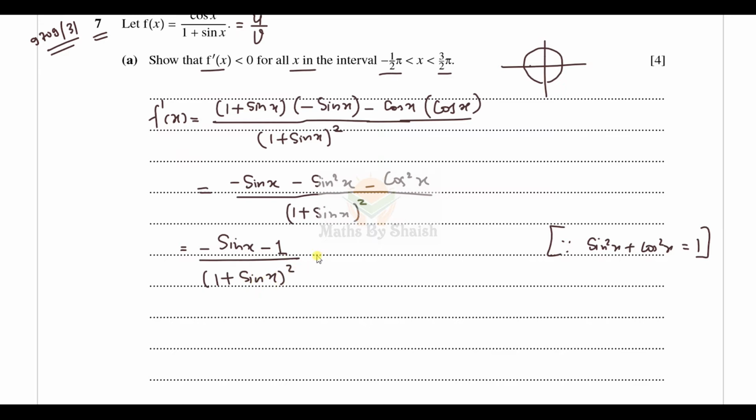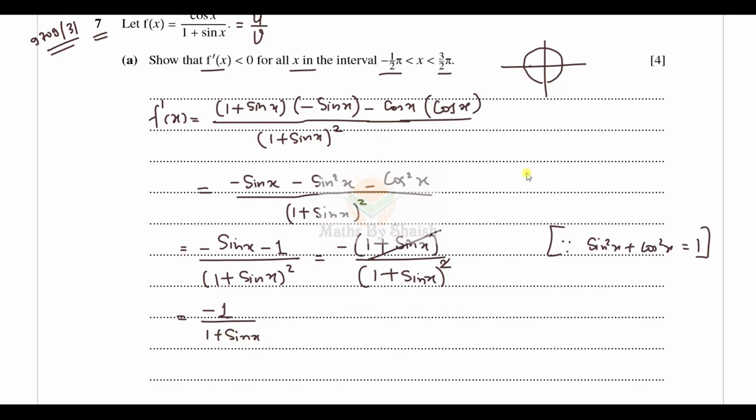Now I'll take minus common from the numerator. I'll get it as 1 plus sin x. I'm rewriting it; it was supposed to be written like sin x plus 1, but I have written it in the 1 plus sin x form. A whole upon 1 plus sin x whole square, and then one power will be cancelled, and we are left with minus 1 upon 1 plus sin x.